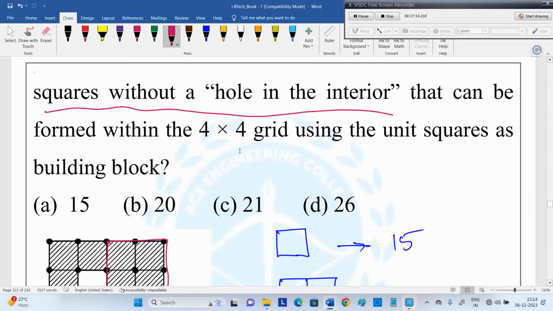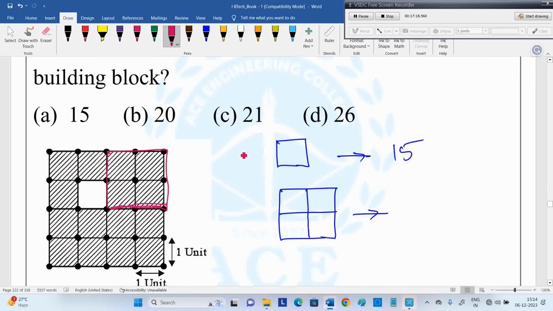When I'm counting the square, whole interior means I should not count that one. So that's why I'm not taking this first one. So why can't you take top left? Because that hole is interiorly available, so I cannot count it. One like that, other one, second one here I'm showing.